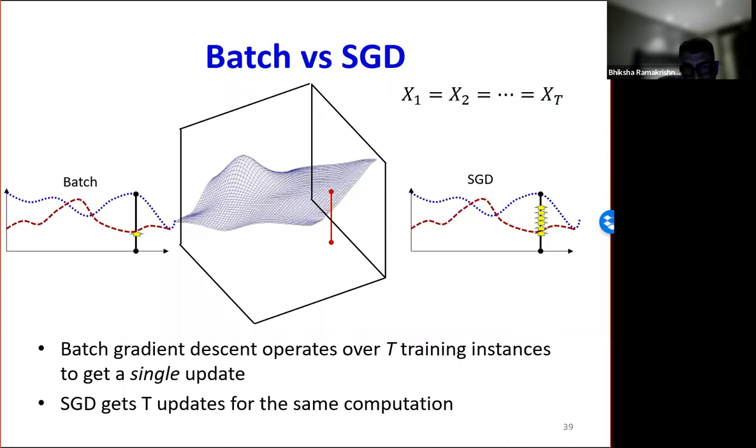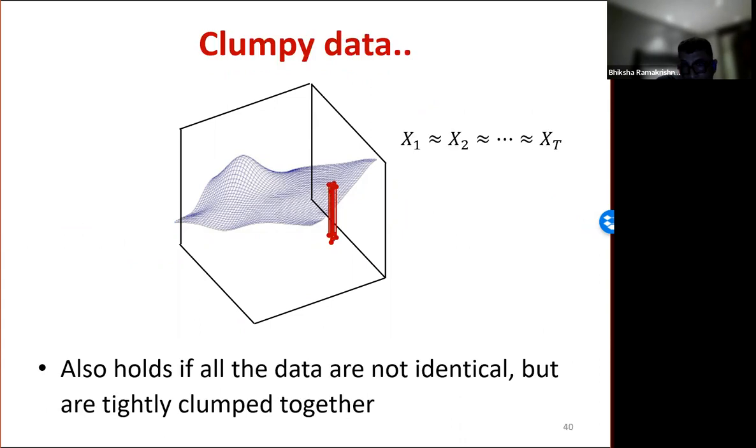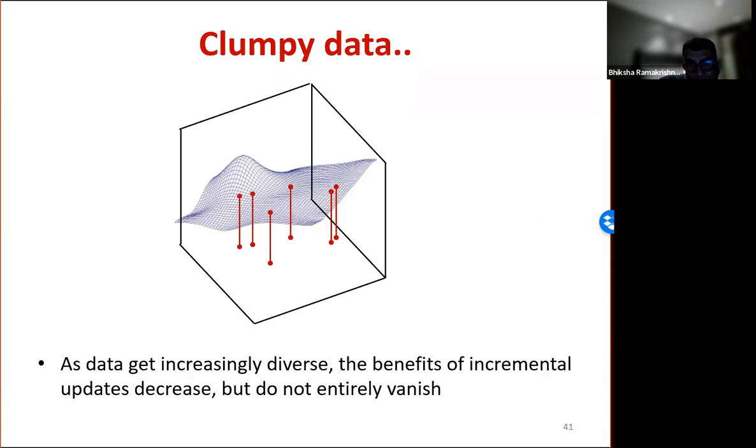Now, this doesn't have to be the case, right? The training points are very unlikely to be all identical, but what if they are clumped and all very close? Does that logic also hold? Yes, no? Okay, so when is it least likely to hold? When the data points are diverse and spread apart. So as the data gets increasingly diverse, the benefits of incremental updates decrease.